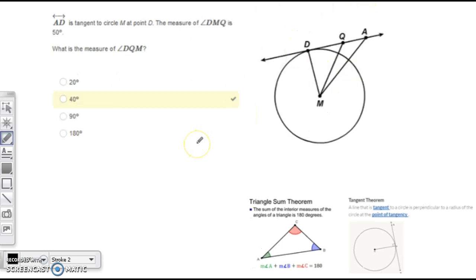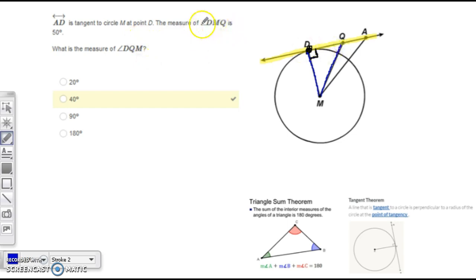Okay, the next one. AD is tangent to circle M at point D. So again, we have a tangent line. That means it's a line that touches the circle at just one place, which is point D. So we automatically know that point of tangency is 90 degrees. They have to be perpendicular. And this one says, what is the measure of DMQ? So let me go ahead and color code that one. From D to M to Q.